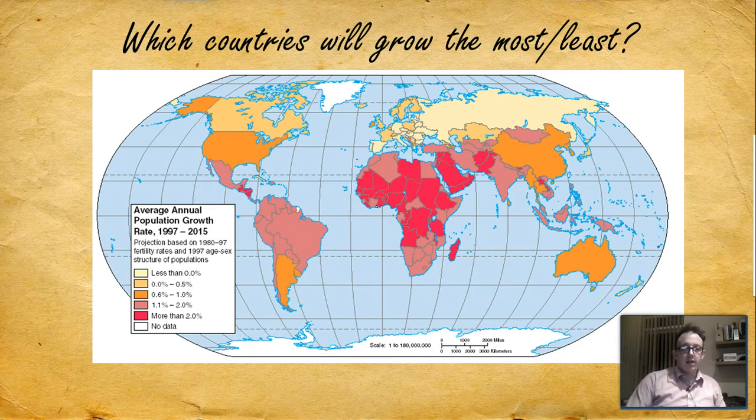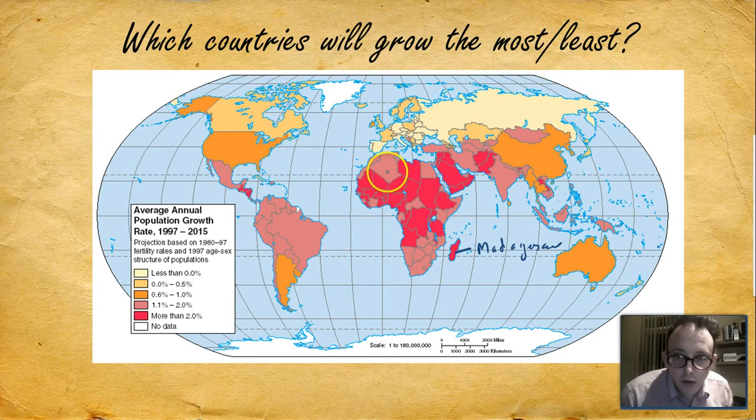So let's identify a couple of these countries which have got decent rates of growth. Let's pick out some random ones. Madagascar here is growing at a rate of over 2%. It's growing quite quickly. We've also got countries such as the UK, where the rate of growth is much less.